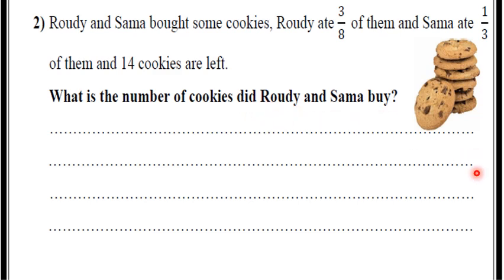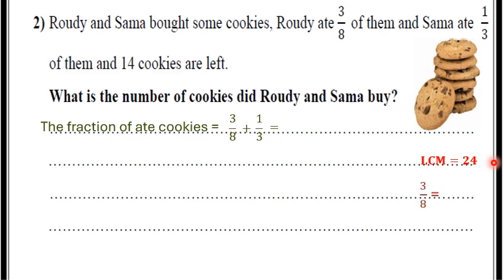So first, we have to write the fraction of eaten cookies. Let me write 3 over 8 plus 1 over 3. Here we have unlike denominators, so let me write the LCM. The LCM is 24. In the draft, 3 over 8 equals what over 24? That means I multiply by 3 up and down, so it will be 9 over 24.